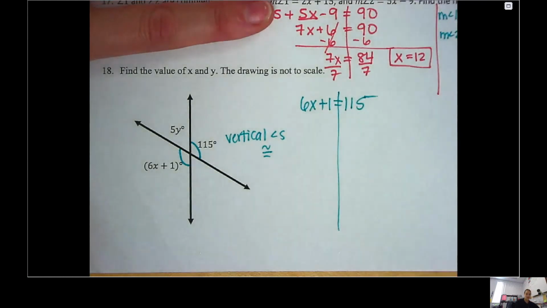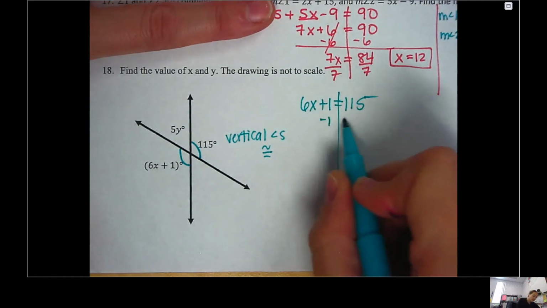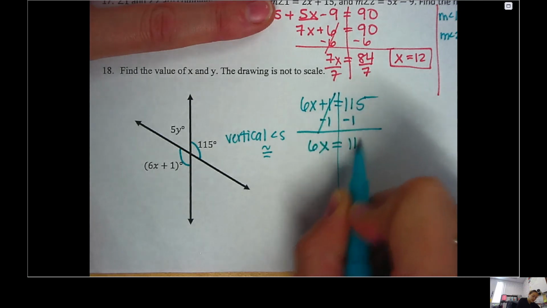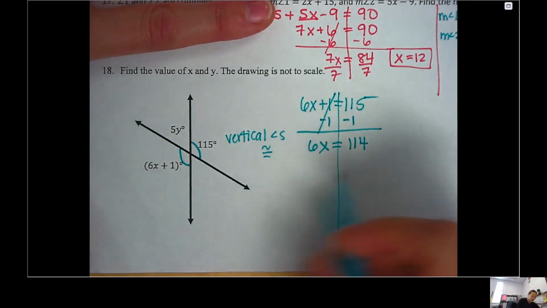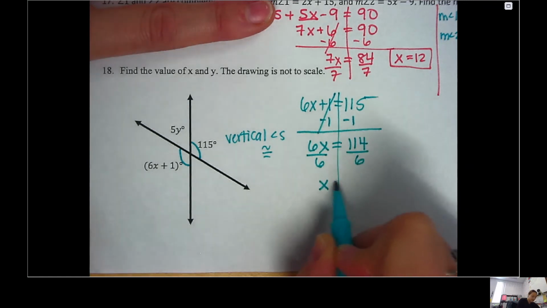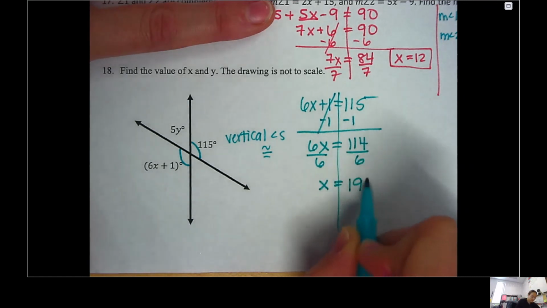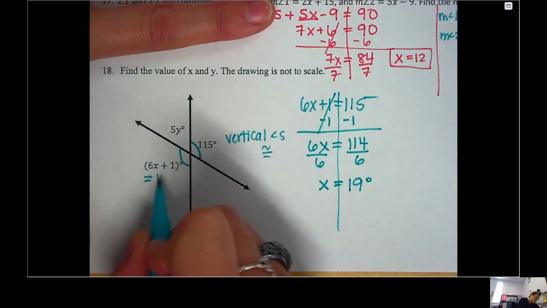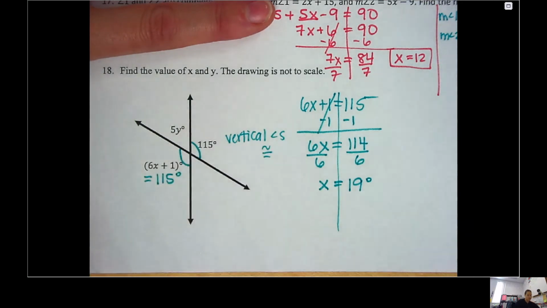And then I'm just going to solve it like an algebra problem. Subtract 1, subtract 1. I get 6x equals 114. Divide both sides by 6. And I get x equals 19 degrees. Okay, so this is 115 degrees. If I would plug it in, I should get 115 degrees.